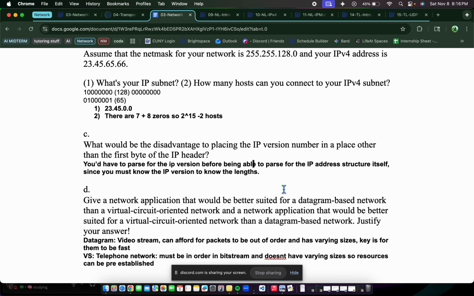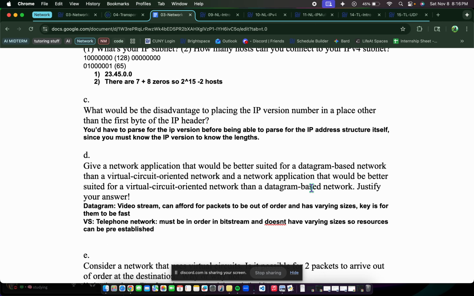And IPv4 is 32 bits while IPv6 is 128, right? Is that it, or? Yes, that sounds about right. 32. Okay, 32 and 128. All right. Thanks. No problem.